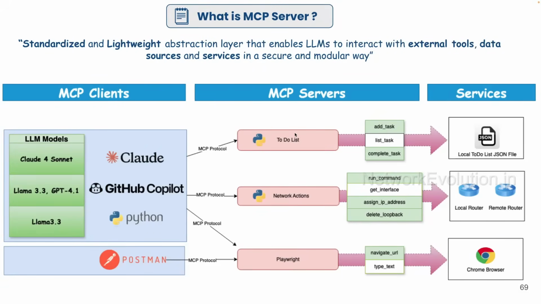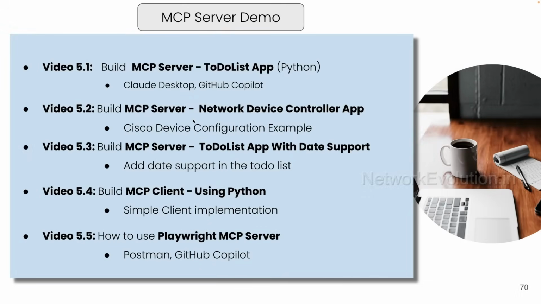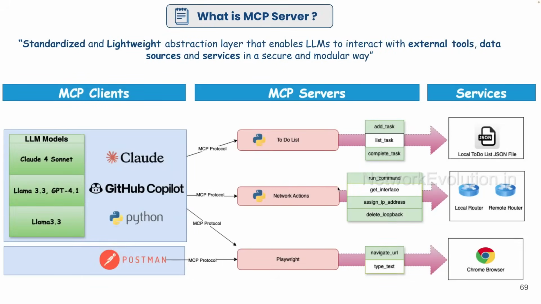In the first video, we'll see how to build an MCP server called to-do list using Python. And that MCP server is going to have add task, list task, and complete task functions. And we'll see how to interact with this MCP server using Claude Desktop and GitHub Copilot. In the second video, we'll build a very simple network automation MCP server, where if you give instruction to the server, it will be able to run a command, get the interface details, assign IP, and delete loopback.